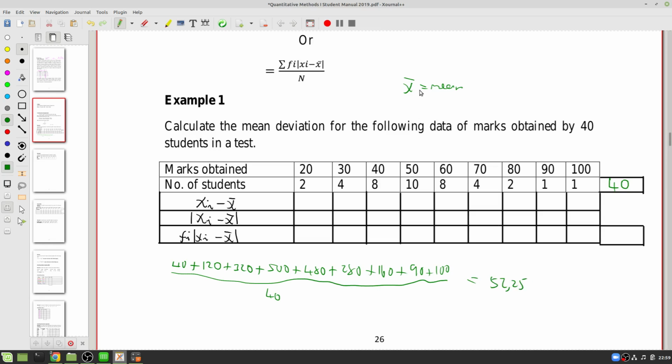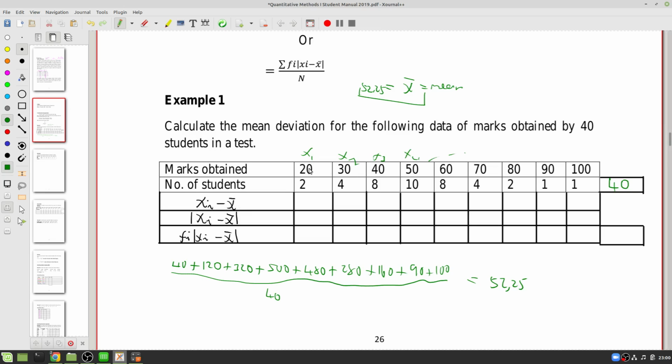So 52.25. So that's our x bar, is 52.25. Very important. All right. Now we're going to say the xi. Xi stands for the individual x value, for each individual score. So this is x1, x2, x3, x4, etc. So xi, that's just all these numbers. We're going to say xi minus the x bar.